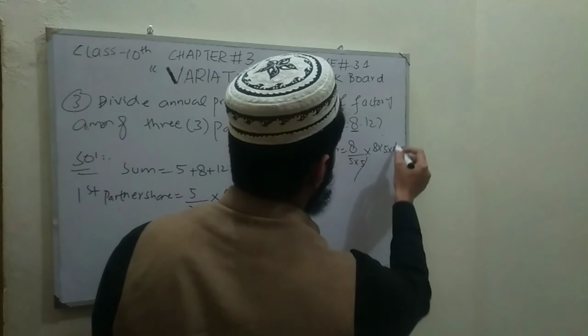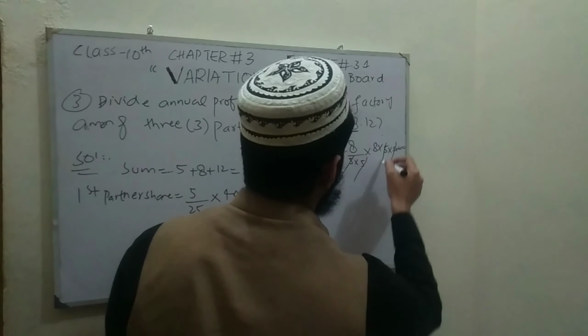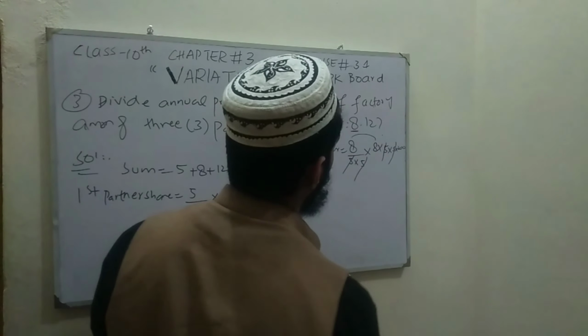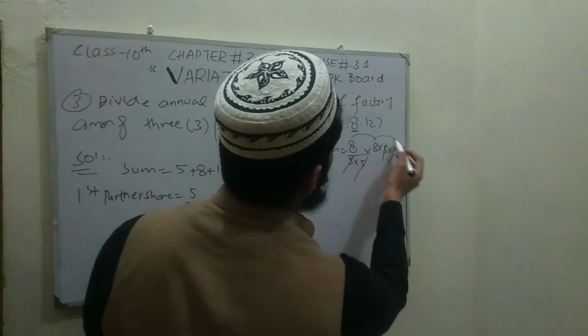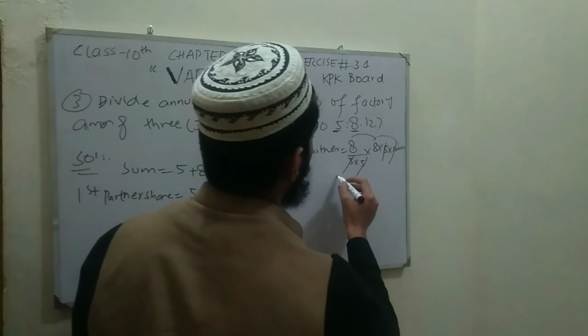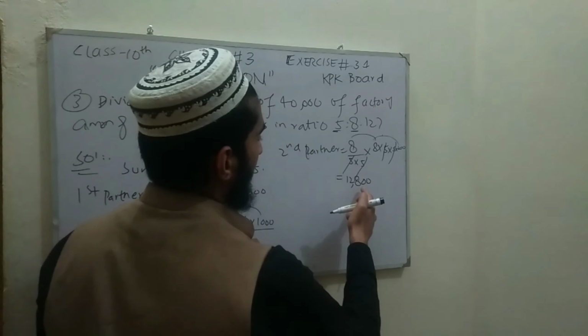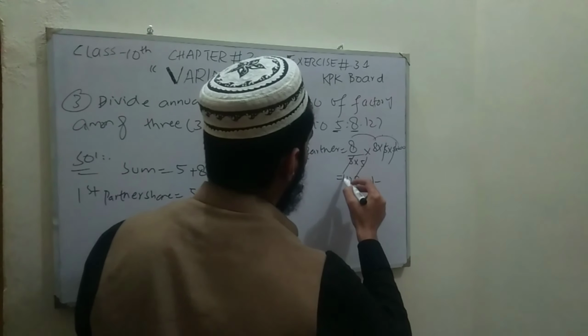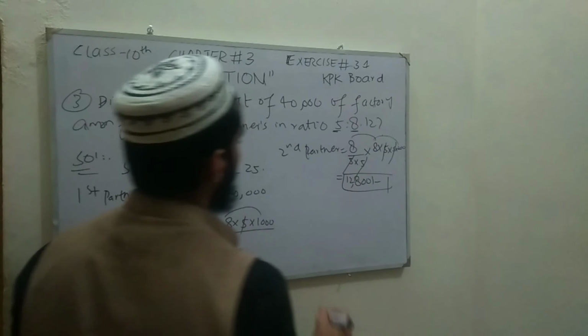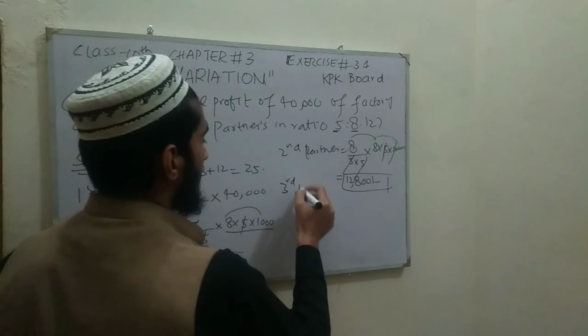This 5 is cancelled out with this 5, and this 5 will cancel out with this 5. So we are left with 8 multiply 8 gives us 64, and 64 multiply 200 gives us 12,800. So 12,800 RS is the share of the second partner.